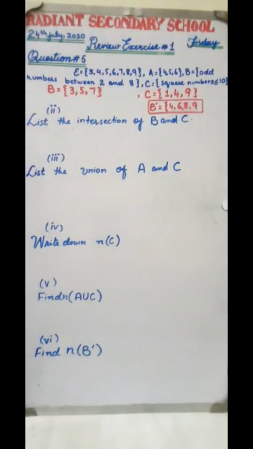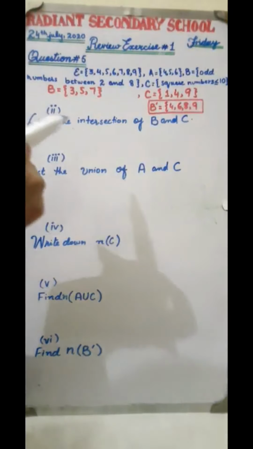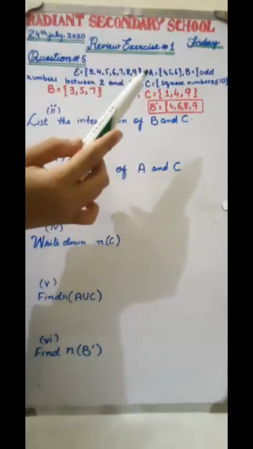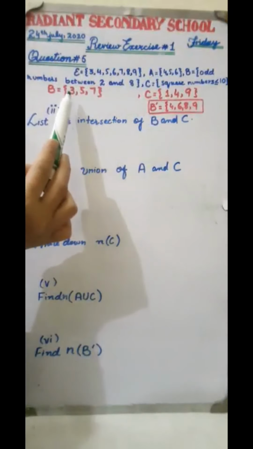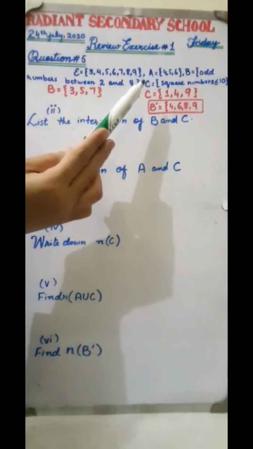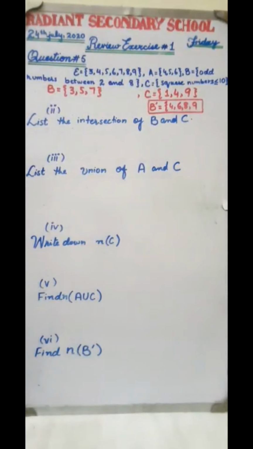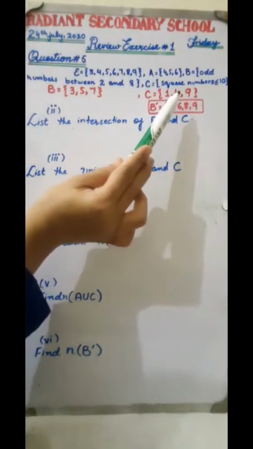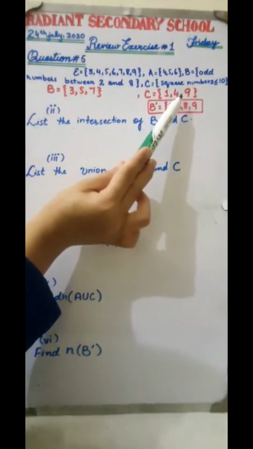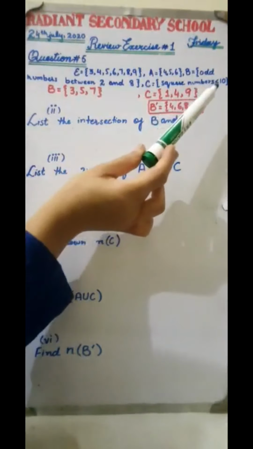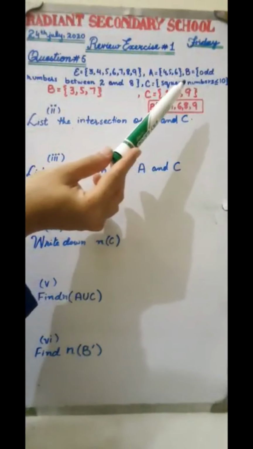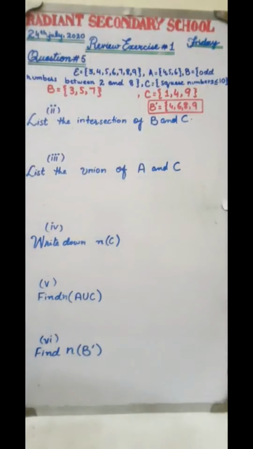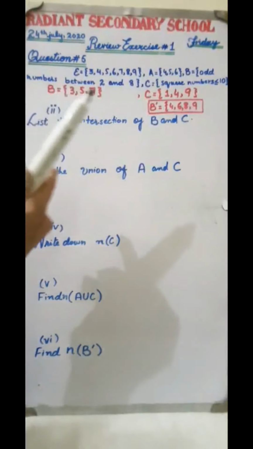Now the remaining part of question number 5, the second part, is to list the intersection of B and C. I have written the B set for you, that is given in the question, odd numbers between 2 and 8, that will become 3, 5 and 7. And C set is square numbers less than or equal to 10. So it will become 1, which is a square number, and 4 is also a square number, 9 is also a square number. These three numbers are less than or equal to 10. It will become 1, 4 and 9. These are perfect squares. That's why we call these square numbers.